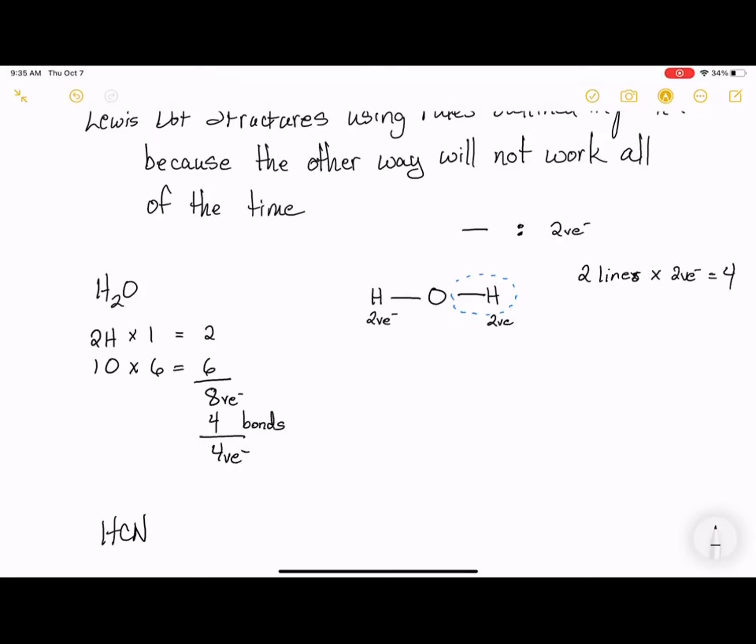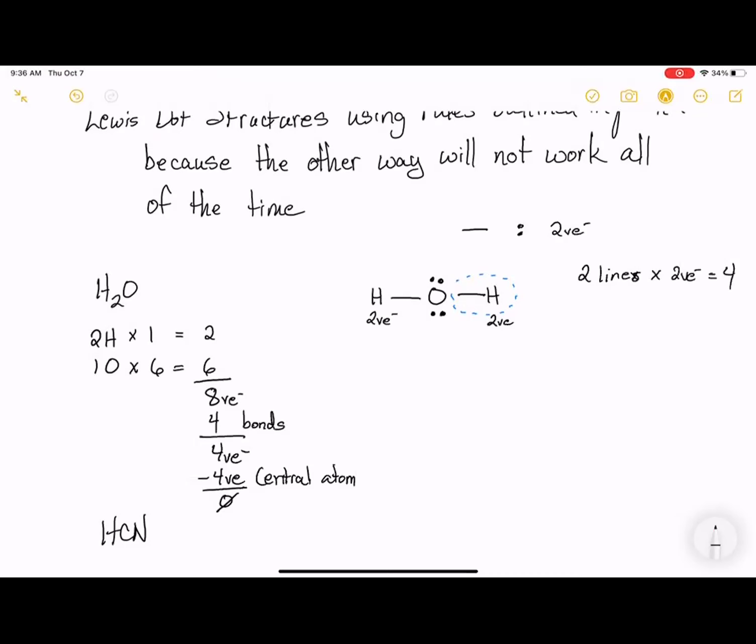Once you've given your terminal atoms an octet, if electrons remain, they go on to the central atom in pairs. So we have 4 electrons remaining, so we're going to place them on the central atom in pairs. And that gives us 0. When you hit 0, folks, you can skip to step 5 and check, does everybody have an octet?